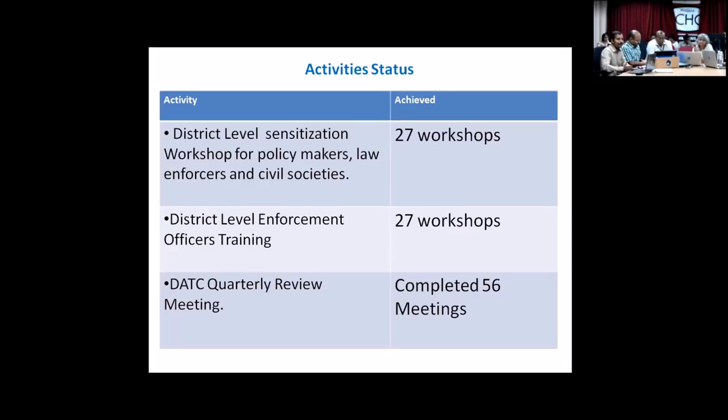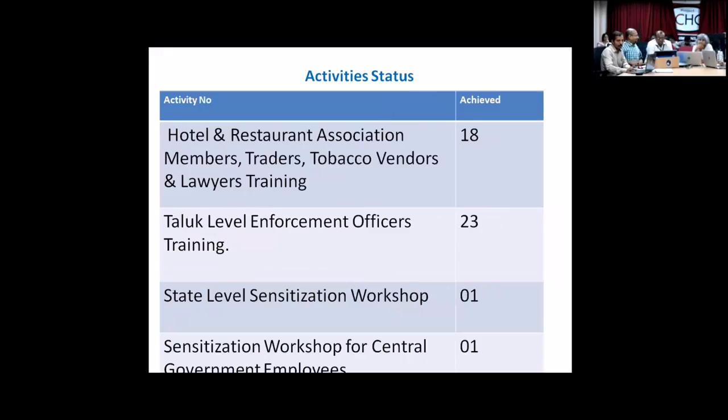DATC means District Anti-Tobacco Cells. It is a district level setup. So in this, we have completed 56 meetings. In these meetings, we review how tobacco control is being implemented at the district level, and what the gaps are in the tobacco control program at the district level.